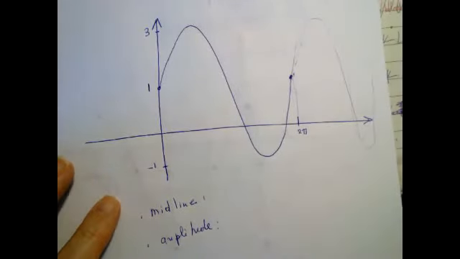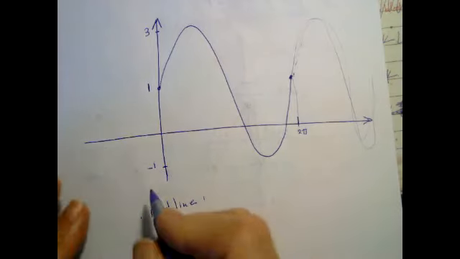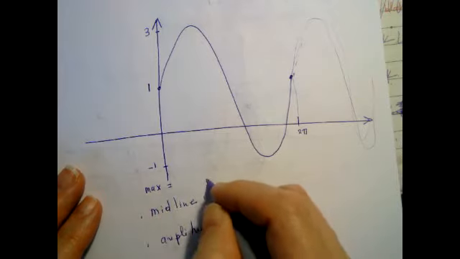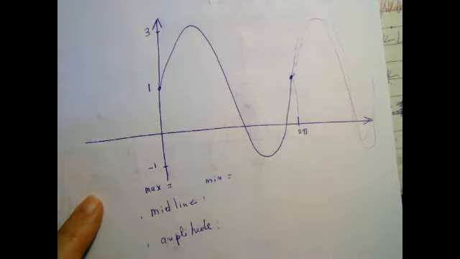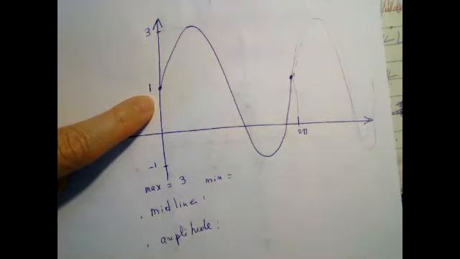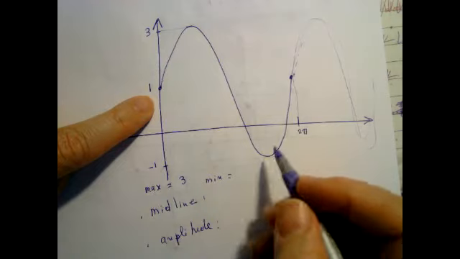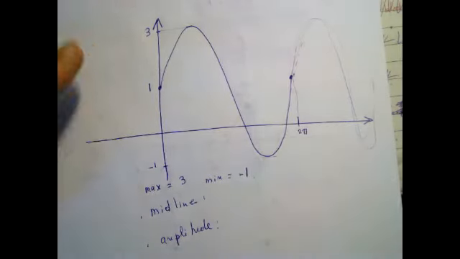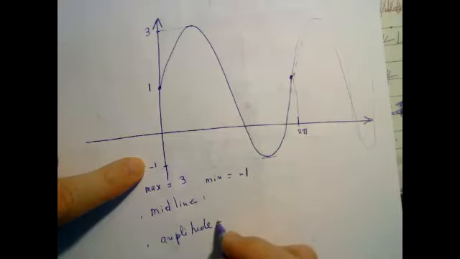First, let us remember how to find the midline and the amplitude. To find them, I need the maximum value and the minimum value. The maximum value here is 3, according to my picture. The minimum value is -1.